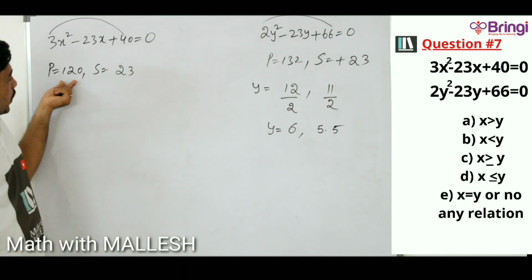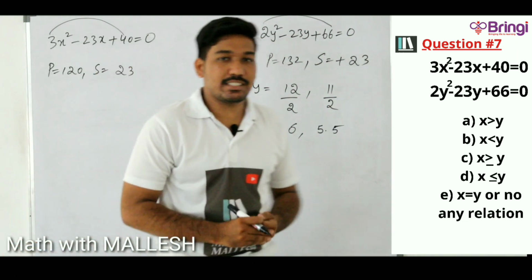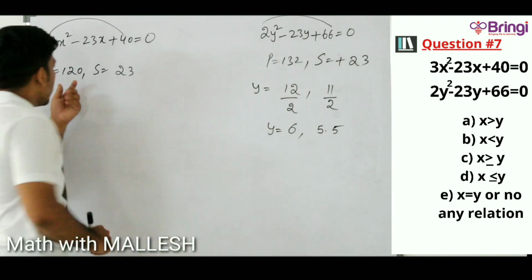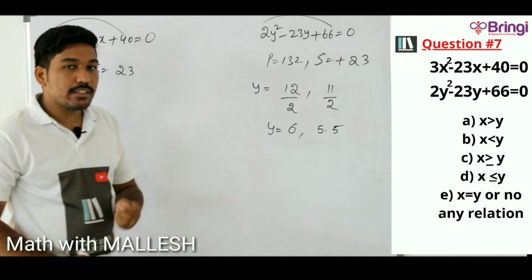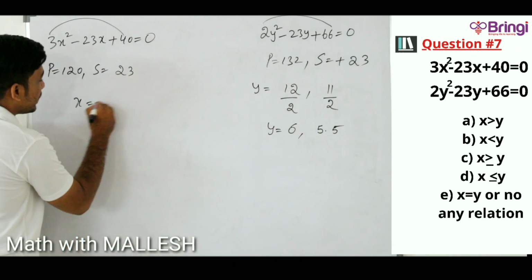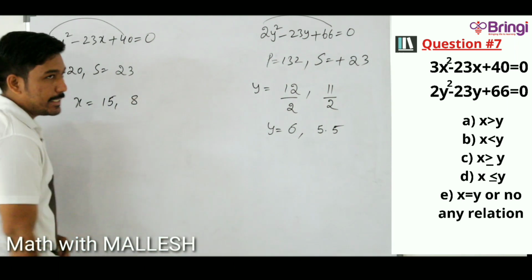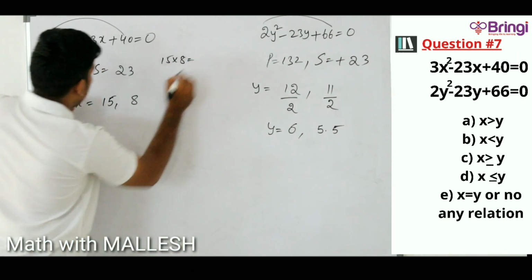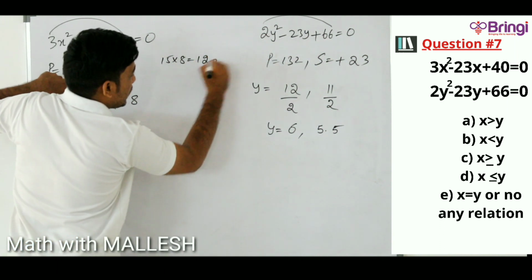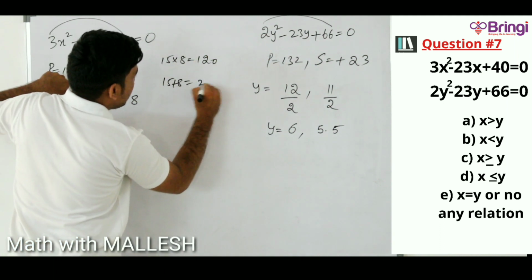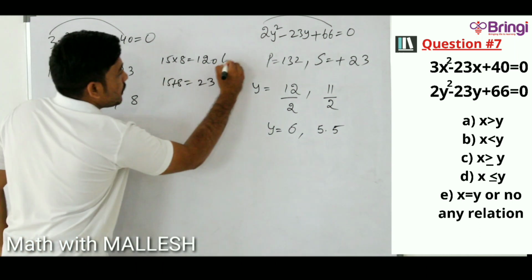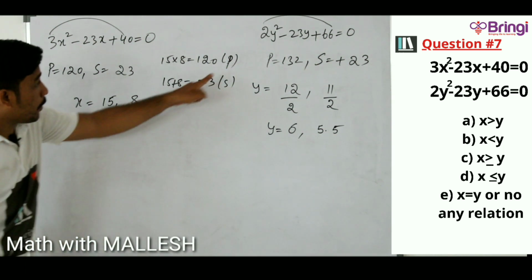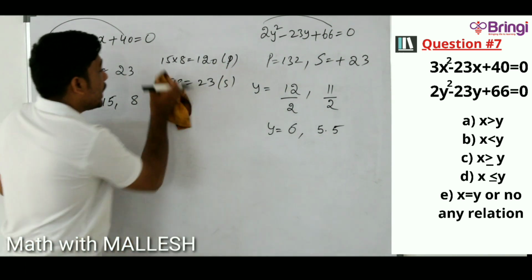Now here product 120 and sum 23. Can you guess the values? Like 12, 10. See, product 120 we want and sum 23 we want. I think x is equal to 15 comma 8. Check: 15 into 8, damn sure it is 120, and 15 plus 8 is equal to 23. Sorry, this is what we call product, and this is what we call sum. So product 120 exactly came and sum 23 exactly came.